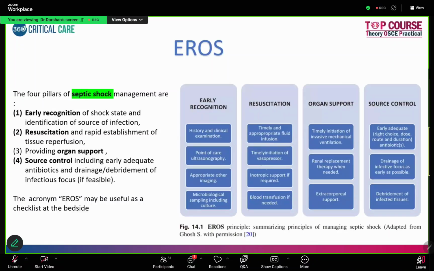In patients with septic shock, we need to think about the EROS concept. If a question is asked about what is EROS, you need to write this slide. If you take a screenshot, it's good enough. What is EROS? It is a systematic approach to management of septic shock. It involves early recognition, resuscitation, organ support, and source control.